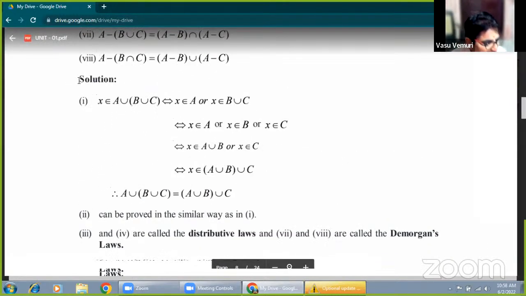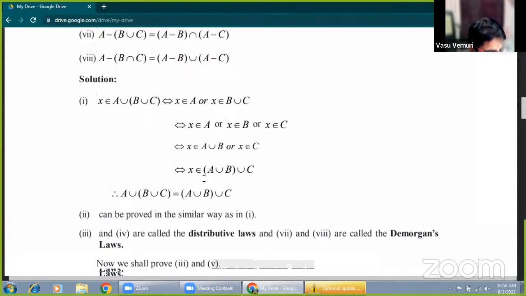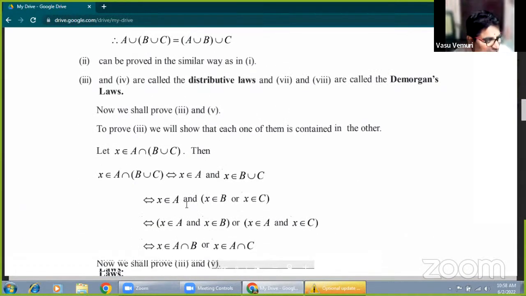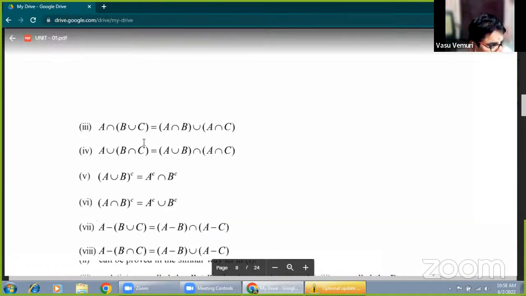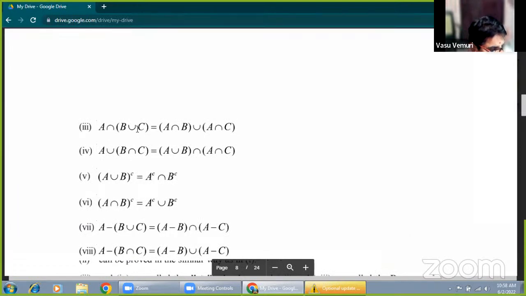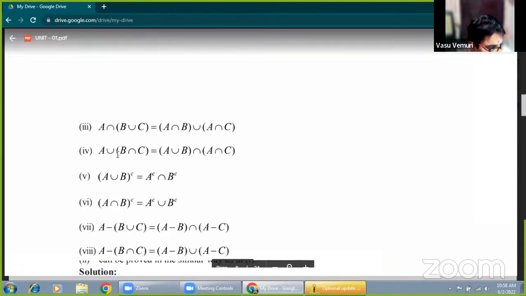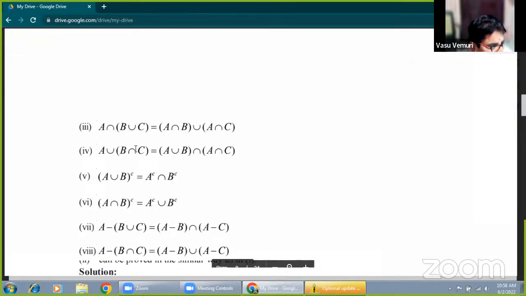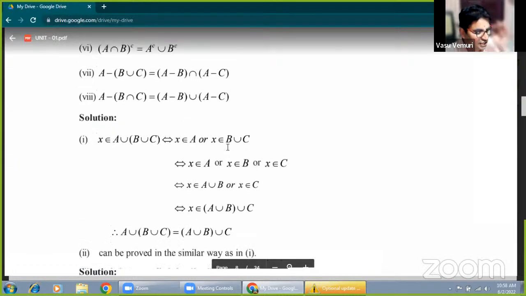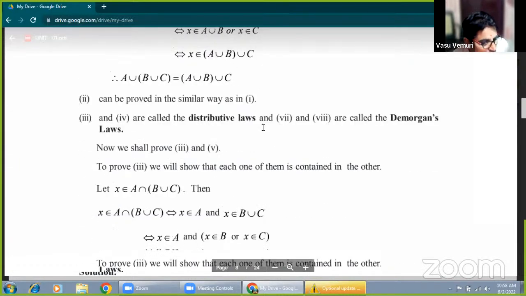Suppose the same element is in the LHS and the RHS. Therefore, the RHS is also proved here. Therefore LHS equals RHS. Especially 3 and 4, you have to observe this one. Intersection distributes with respect to the union, so this is the distributive law. Here the union distributes with respect to the intersection. This is also one of the distributions. Therefore, 3 and 4 both are represented as distributive laws.